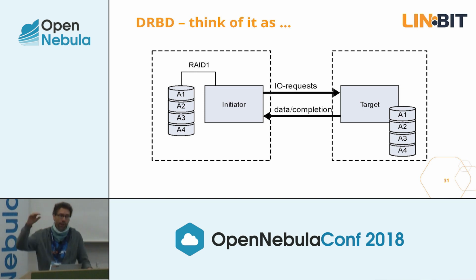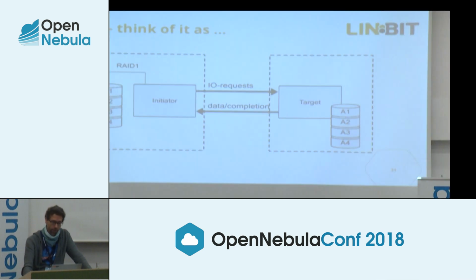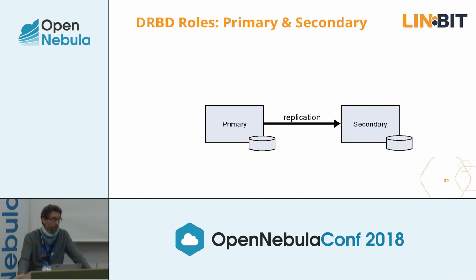So it is like a RAID 1 sitting on top of a local storage device and an initiator. And on another node where you have the target, there is another copy of your data. And on the left-hand side of the slide, this is where your application sits on top of the RAID 1, right? Your VM in case of OpenNebula. So we call that the primary in DRBD speak. And the replica, yeah, that's the secondary.